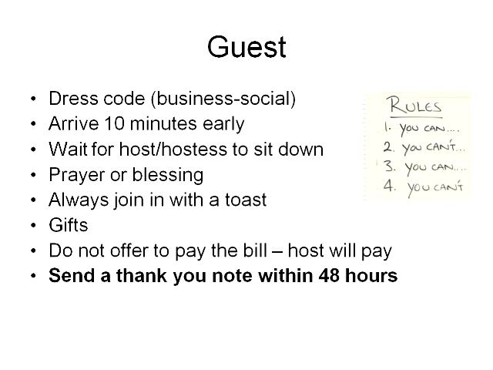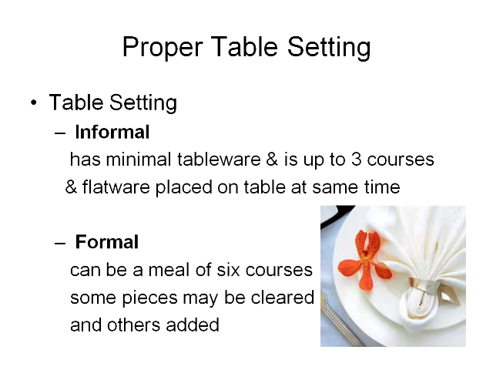Okay, so now we're going to get into a little bit more about table setting. So there's several ways to set the table, but the two we're going to discuss tonight are the informal and the formal, probably focusing a little bit more on the formal. The difference between them is the informal has minimal tableware and is up to probably 3 courses. And the flatware is placed on the table at the same time, and it's all there, so you won't need anything more. Whereas the formal table setting, it can be a meal of up to 6 courses.